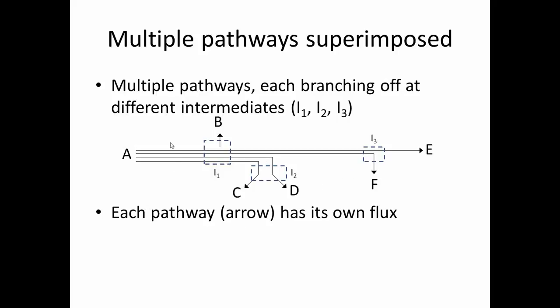And each pathway, which is represented by its own arrow, is going to have its own flux. From A to I1 is going to be one flux, whereas A to all these other products, really, B, C, D, E, and F, the sum of the fluxes to those are going to be equal to the flux A to I1.